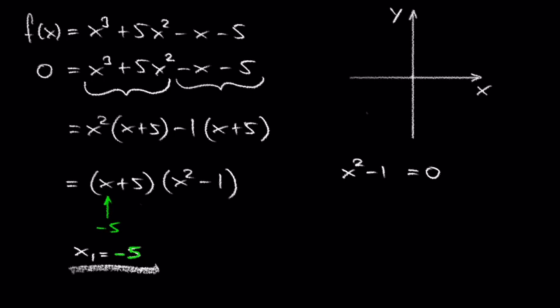Let's bring the 1 to the other side by adding 1 to both sides of the equation. So we get x squared equals 1. X squared equals 1 for x equals 1 and for x equals -1, because 1 times 1 is 1 and -1 times -1 is also 1.